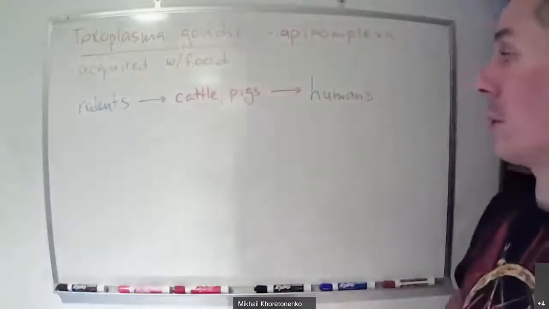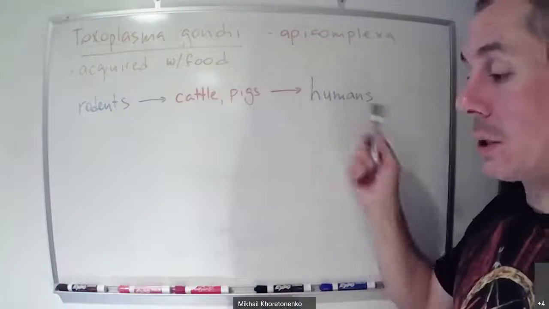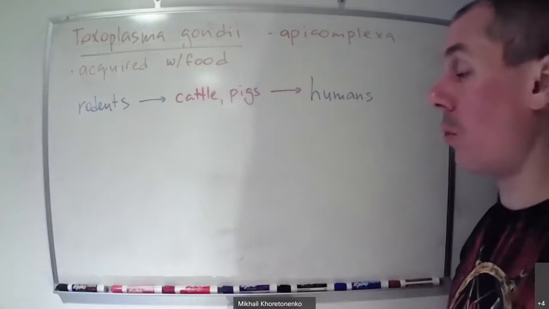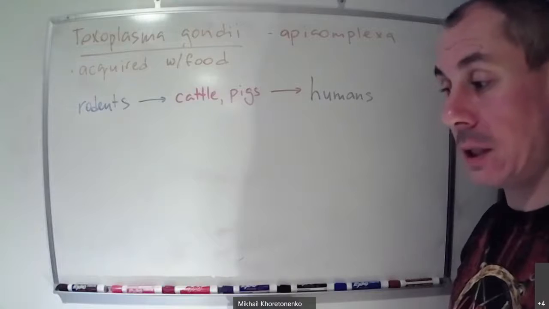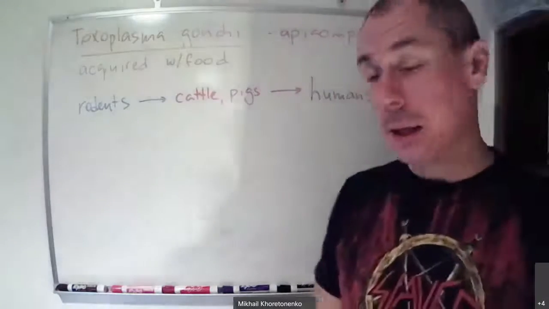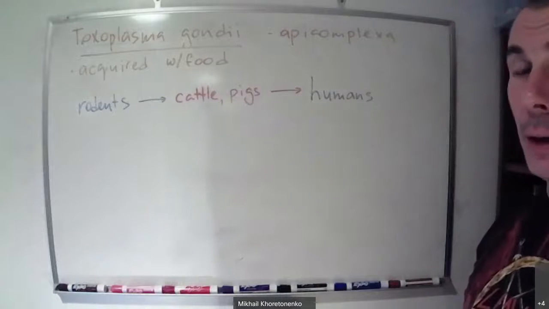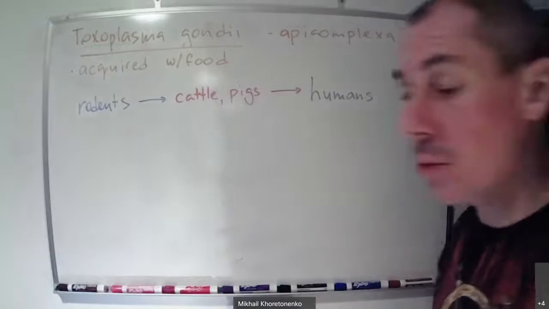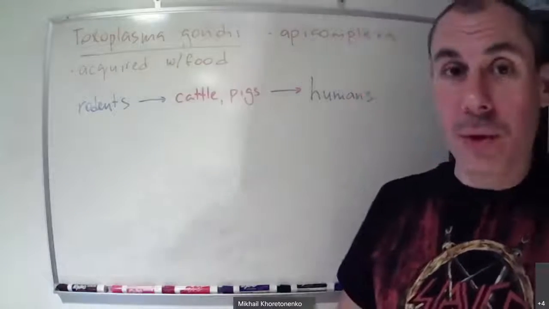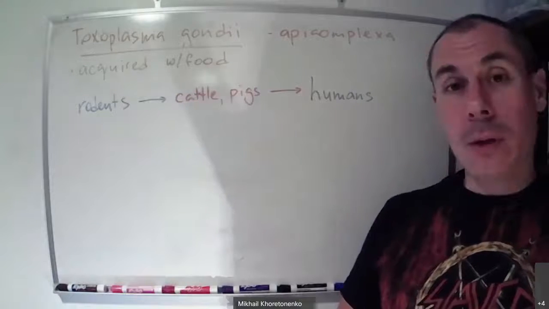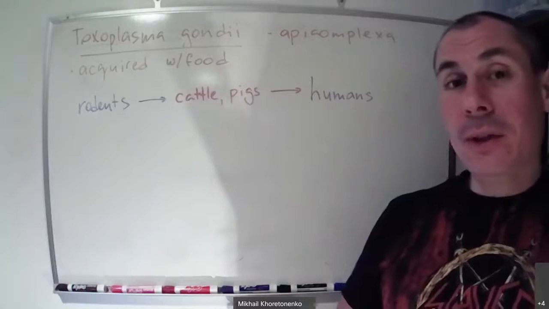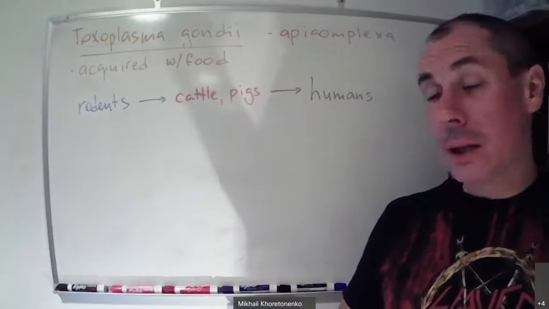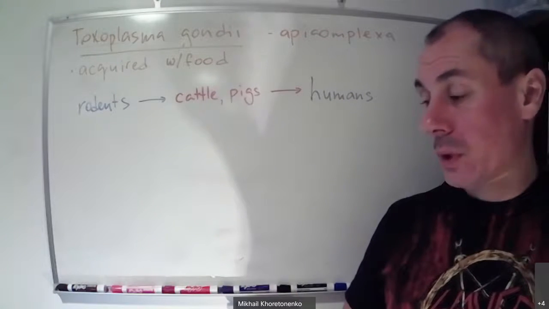Now, it's important to understand that you have to consume undercooked beef or undercooked pork. If you cook it properly, you're fine. But if you like your steak rare, then there's a pretty good chance that you're going to get Toxoplasma. In countries where they like their steak rare, like Brazil and France, the prevalence of toxoplasmosis in the general population reaches about 80%. In the United States, it's about 22-23%.